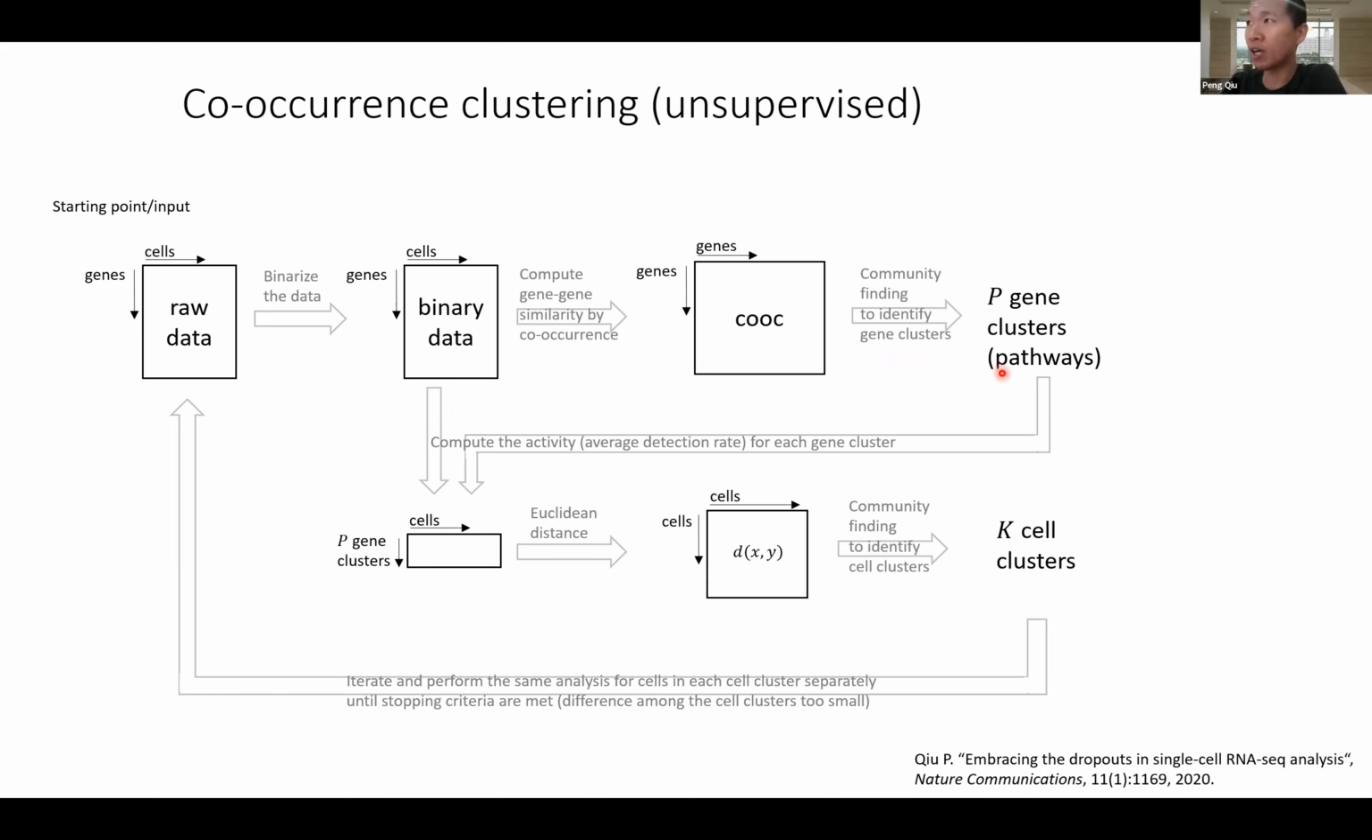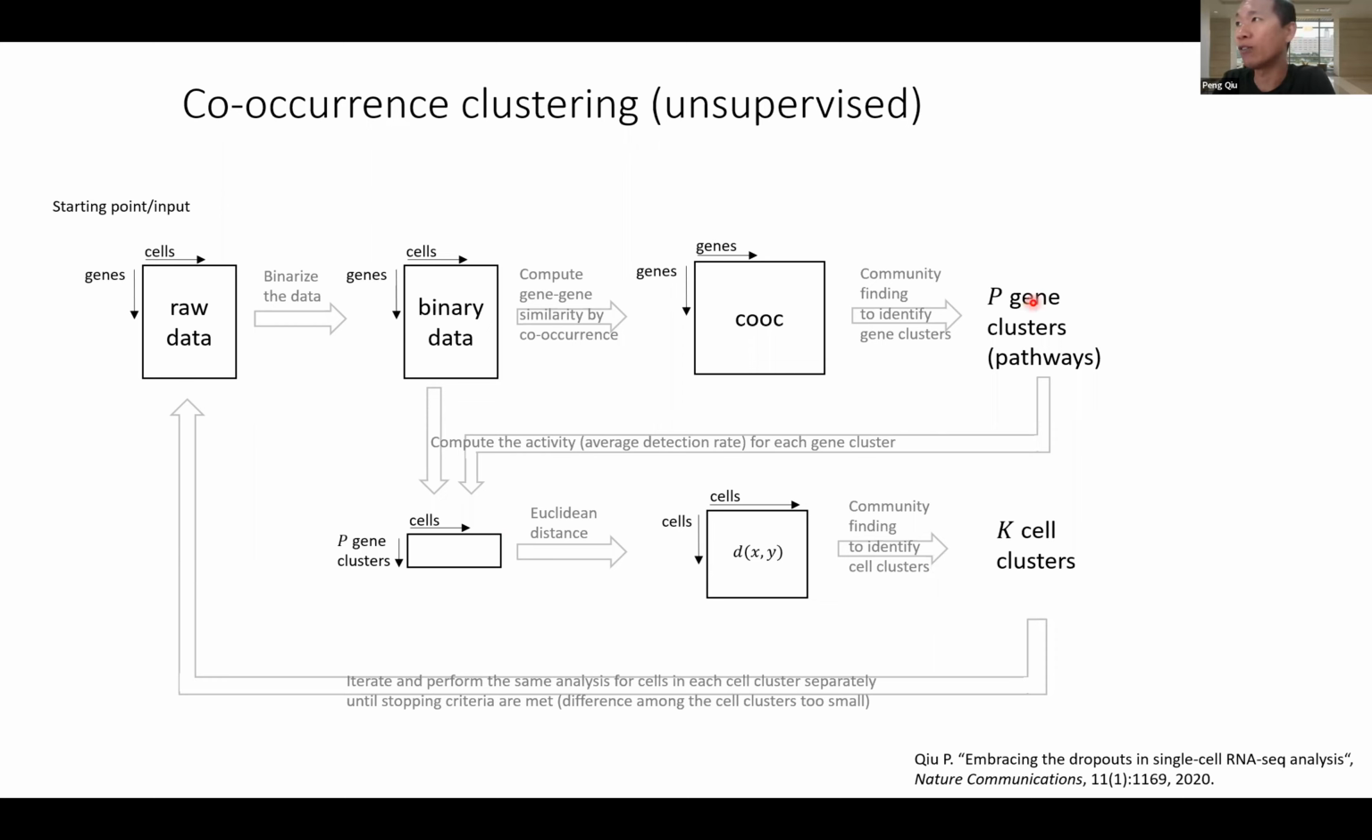Let's just call them gene pathways. So each gene pathway will contain genes that tend to co-occur with each other. They tend to be co-detected in the same set of cells. And then I will use these gene pathways together with the binarized version of the data to do dimension reduction, where each gene pathway is one dimension. And the numbers here represent the activity, or the detection activity, of this pathway in each cell.